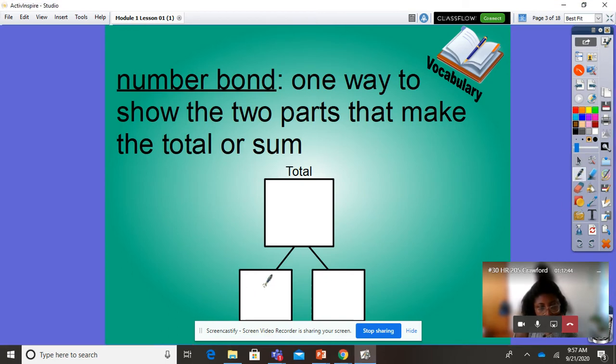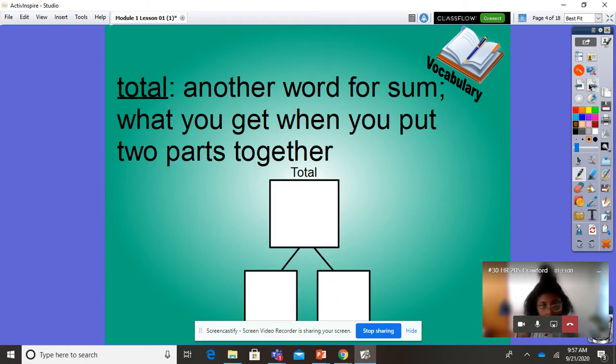So for example, let's say I have 3 here and 2. 3 and 2 make 5. So here are our 2 parts and our total, our whole, how much there is all together. The total is another word for a sum, what you get when you put 2 numbers together or 2 parts.